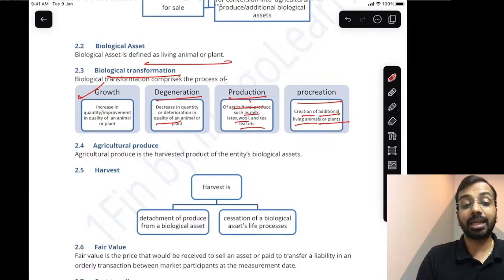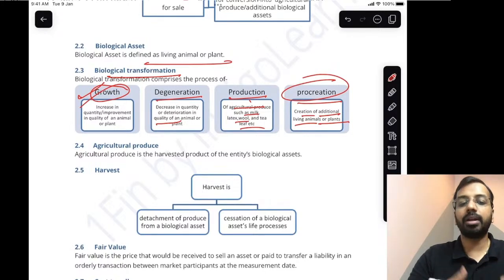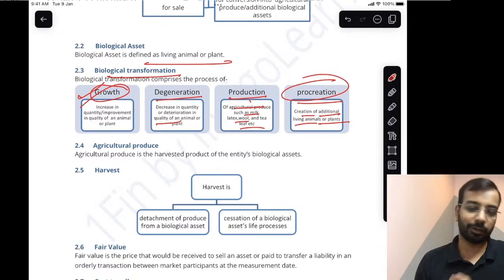So when there is a tree, it can grow. That is in the aspect of growth. Procreation means you have additional units, like a cow gives birth to a calf and all of that, right? So that is called biological transformation.